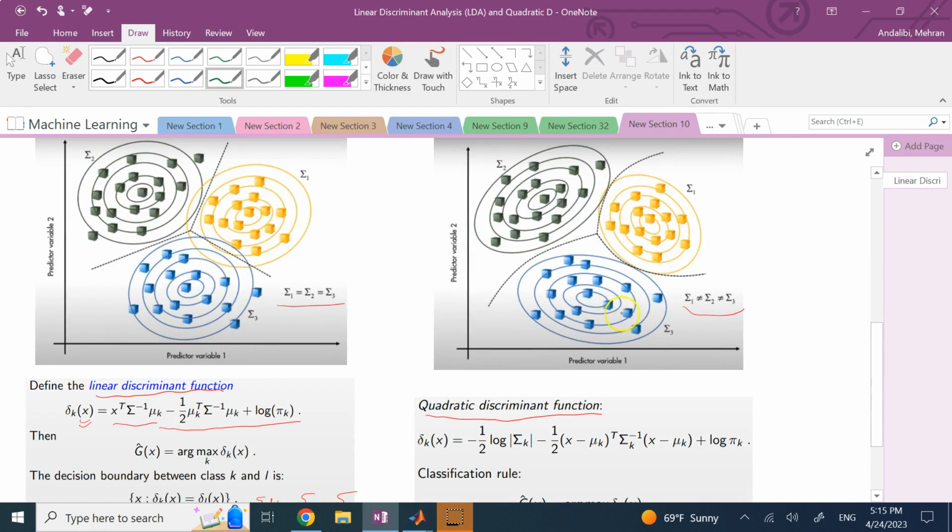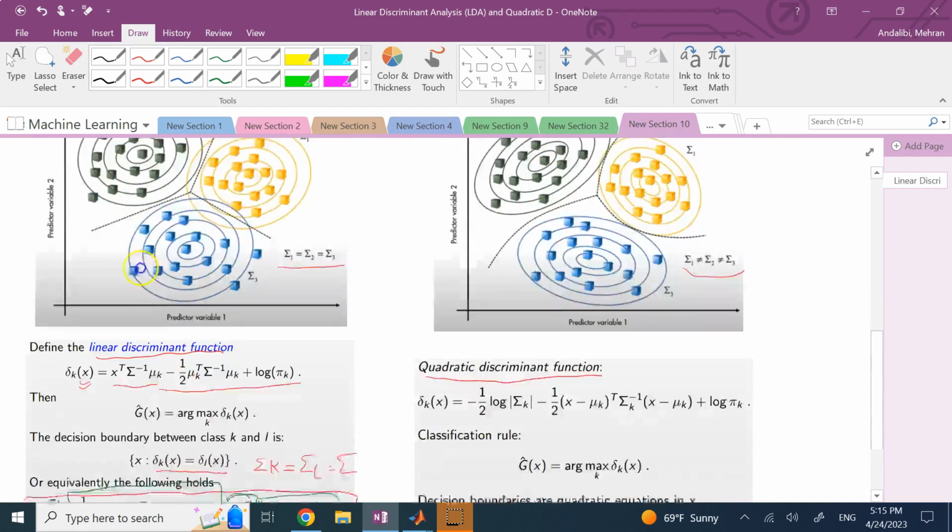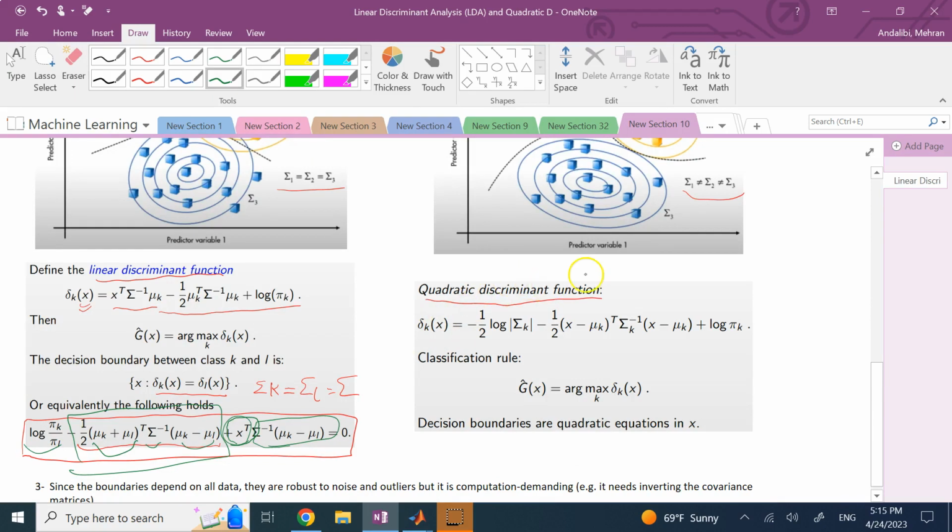On the other hand, if the sigmas are not equal, then your quadratic discriminant function is this function here. And if you look at it, it's quite a bit similar to the linear one with some differences. What is the difference? The log pi k is there, right? Here you have a constant term, negative 1/2 log of sigma k, which is in place of this constant term here. And then here you have a quadratic term in terms of x.